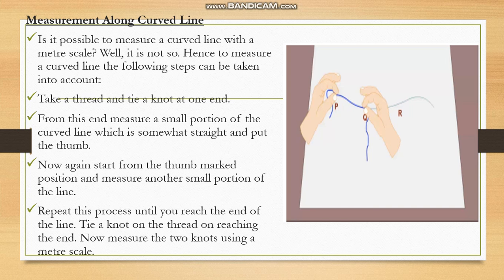Repeat this process until you reach the end of the line. Tie a knot on the thread on reaching the end. Now measure the distance along the thread between the two knots using a meter scale. This is how we can measure a curved line using a thread.